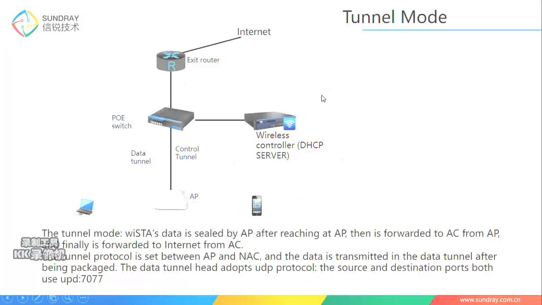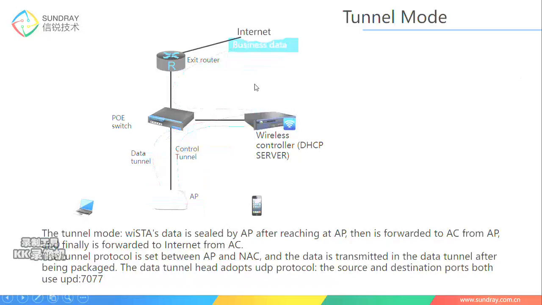So the data forwarding modes here are tunnel mode and bridge mode. In tunnel mode, the control tunnel is just from controller to AP. So this is the control tunnel, and the business tunnel, the data traffic tunnel, goes from the terminal to the AP, then the AP tunnels the data from the switch to the controllers. And then the data will go from the controller to the internet. So this is the tunnel mode, where the traffic or the data has to go back to the controllers.